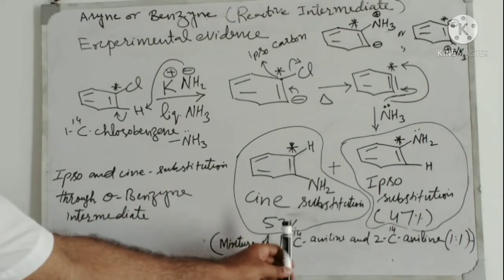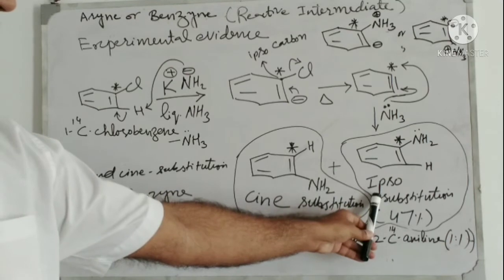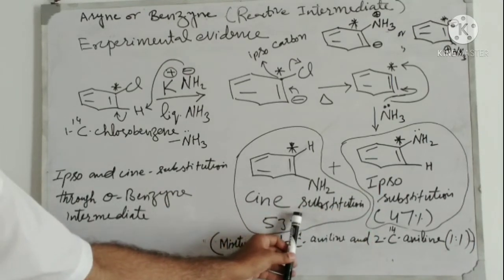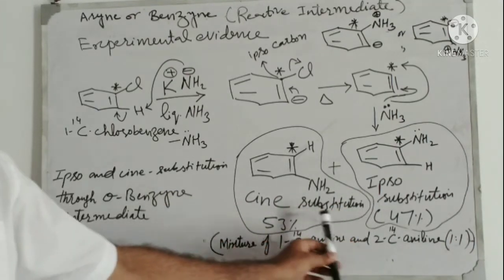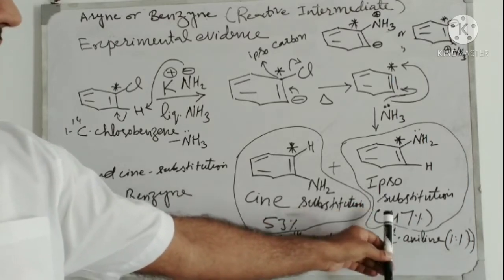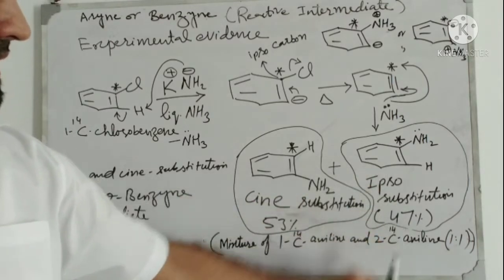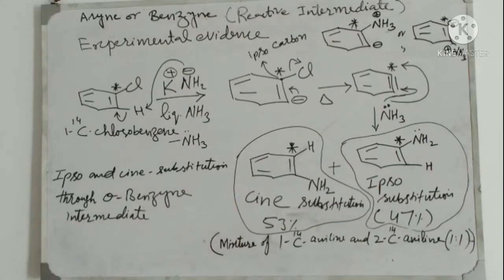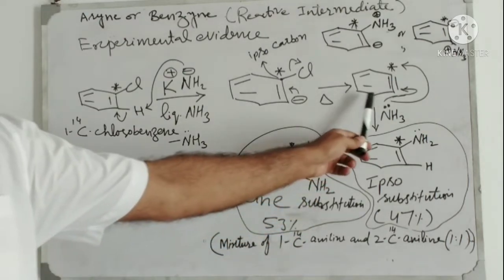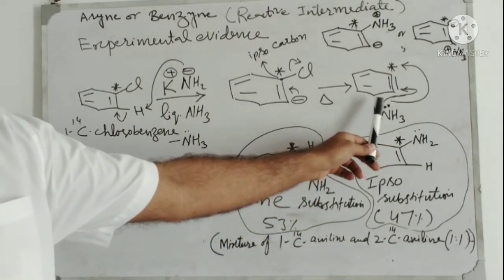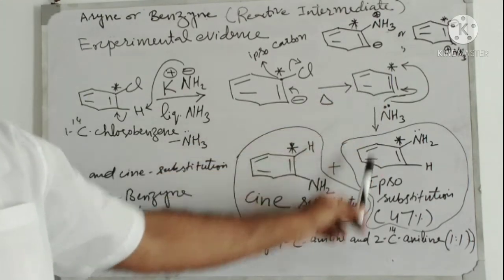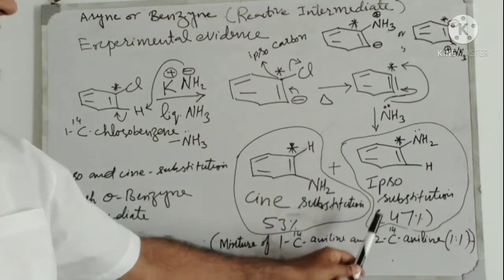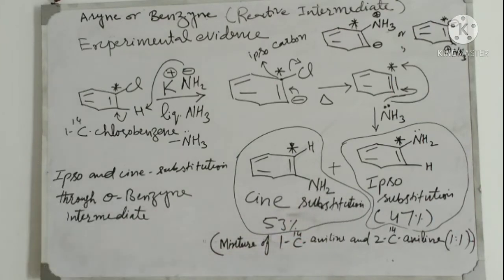So we can get two types of the aniline, one with the ipso substitution and the other with the cine substitution. They are formed in almost a 1-to-1 ratio. The ipso substituted aniline is 47% in yield, whereas the cine substituted product is 53% yield. This shows that a symmetrical intermediate like ortho-benzyne is formed, from which we can justify that these two products are formed in a 1-to-1 ratio.